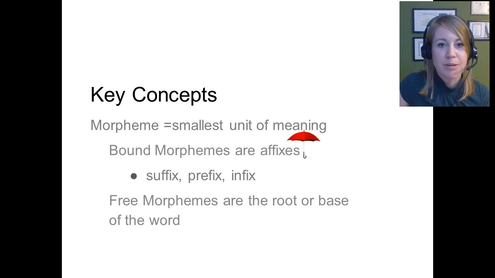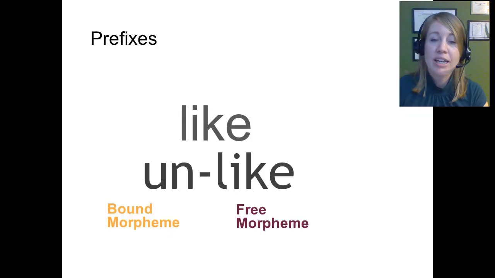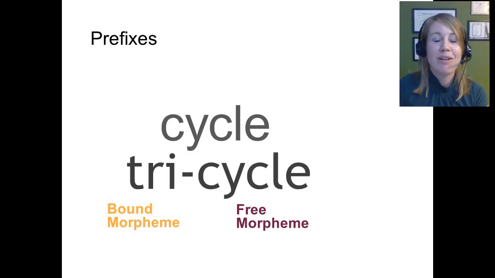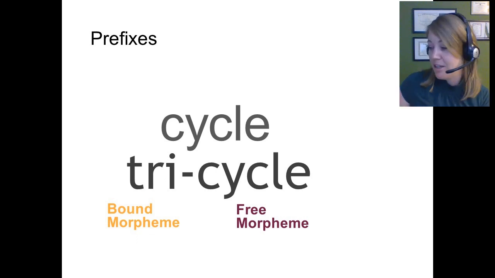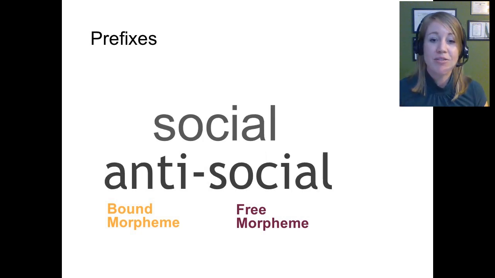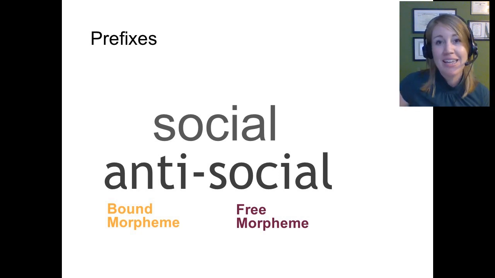So let's look at some examples here. We have the word like, the morpheme like. And because it can stand by itself, we know this is the free morpheme. And then we can add a bound morpheme to it to create the word unlike. We have the word cycle. And because it can stand by itself, I know it's a free morpheme. And we can add the bound morpheme tri. Tri cannot stand on its own, but it means three, right? But when you attach it, you can attach it to another word. And it's a bound morpheme. We have the word social, and I know it's a free morpheme, and we can add the bound morpheme anti to it. And anti can't exist as its own word. It's always bound or attached to something.